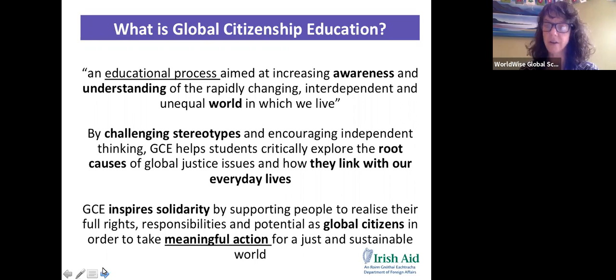By challenging stereotypes and encouraging independent thinking, global citizenship education helps students critically explore the root causes of global justice issues and how they link with their everyday lives. It is about inspiring solidarity by supporting people to realise their full rights and responsibilities and potential as global citizens in this world.